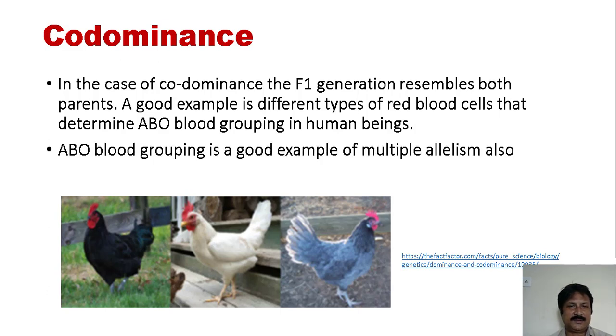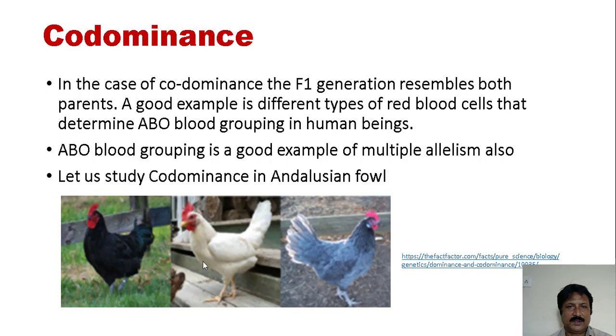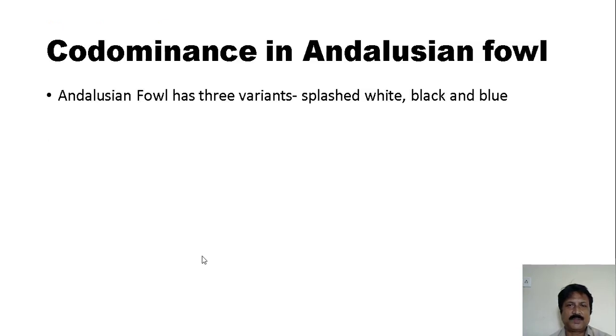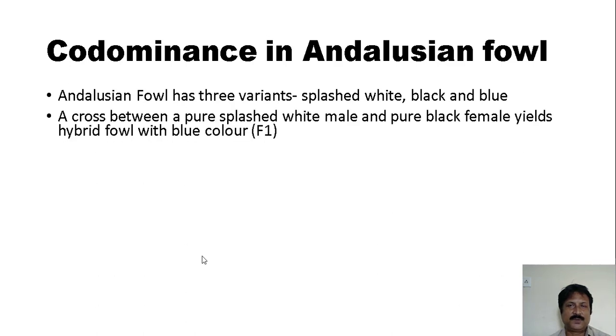Now, here you can see a beautiful picture. This is Andalusian fowl. Can you see here? This is black color, white color, and a blue color. Codominance is very well studied in Andalusian fowl. Let us study codominance in Andalusian fowl. There are three variants of this fowl. One is splashed white, another is black, and the third is blue.